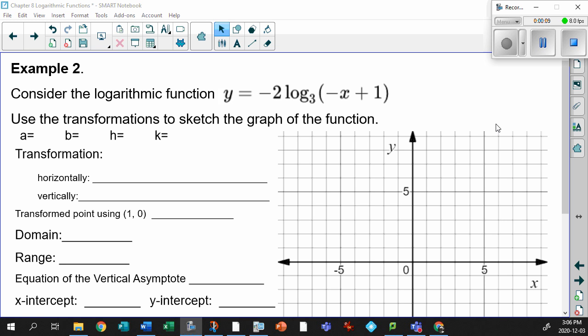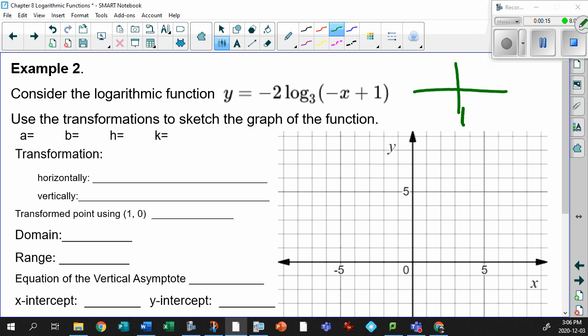Okay, remember, this is a log-based 3 question originally. So it means that your graph is going to look something like that originally. Now you're going to do all the transformations to it. Well, A, B, H, and K. That's the way to do it.